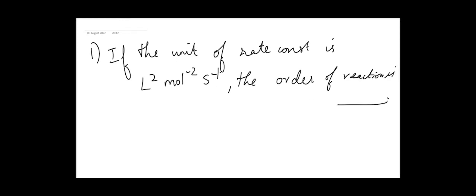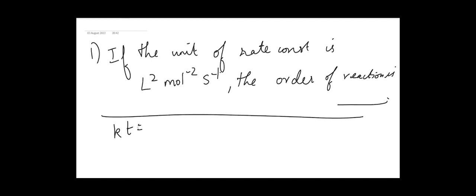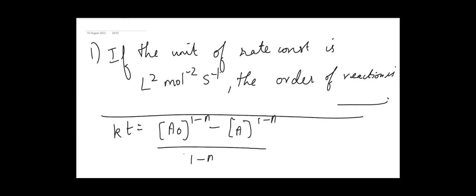So now for this reaction, for this question, what can we say? We can make use of the general relation we have just derived. Now the general relation just says that k times t is nothing but a naught power 1 minus n minus a power 1 minus n divided by 1 minus n times t.